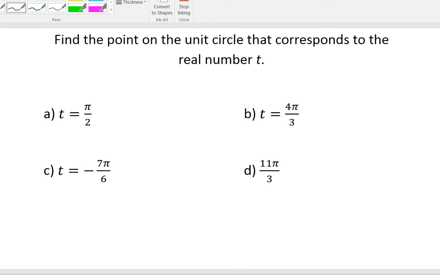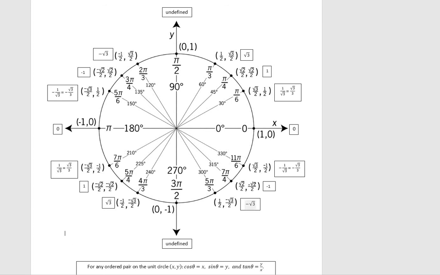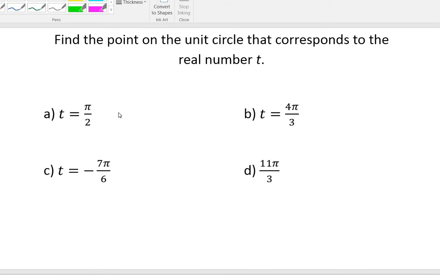I'm going to jump back and forth in this video to our unit circle. I hope you printed it out. I hope you've got a copy in front of you. So t equals pi halves. Let's jump over to that. So here is pi halves, and they're asking what coordinate corresponds to that. Well, if we went along here, you can see the point, it's just 0, 1. So pretty straightforward. 0, 1 is that corresponding point.